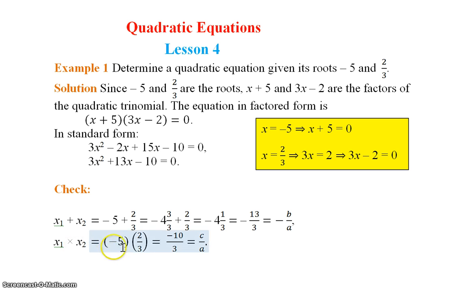The product of the roots -5 times 2/3. When we multiply an integer by a fraction, we multiply this integer by the numerator of the fraction, and we get -10/3, which equals c over a, because c is -10 and a is 3. In this example, the roots of the quadratic equation were rational, because -5 and 2/3 are rational numbers. Now we will study the next example where the given roots are irrational.